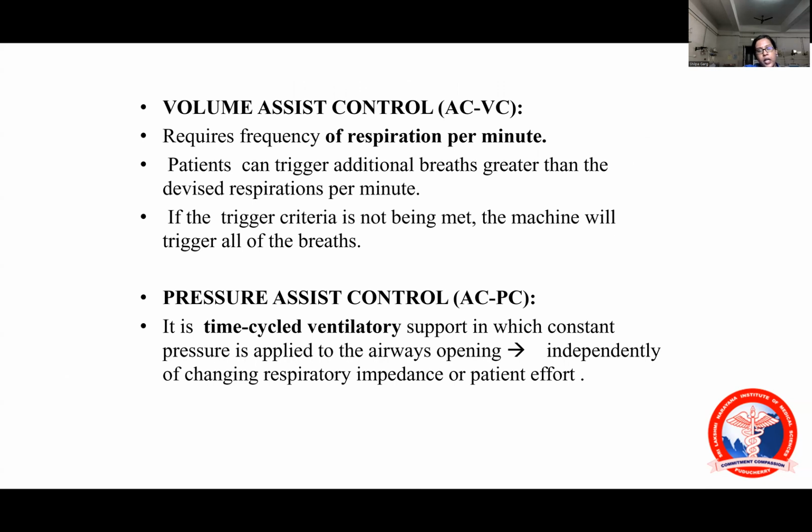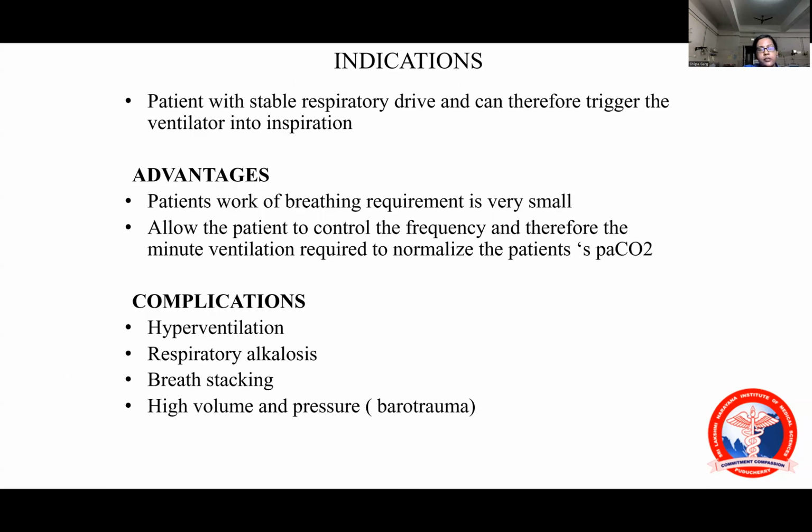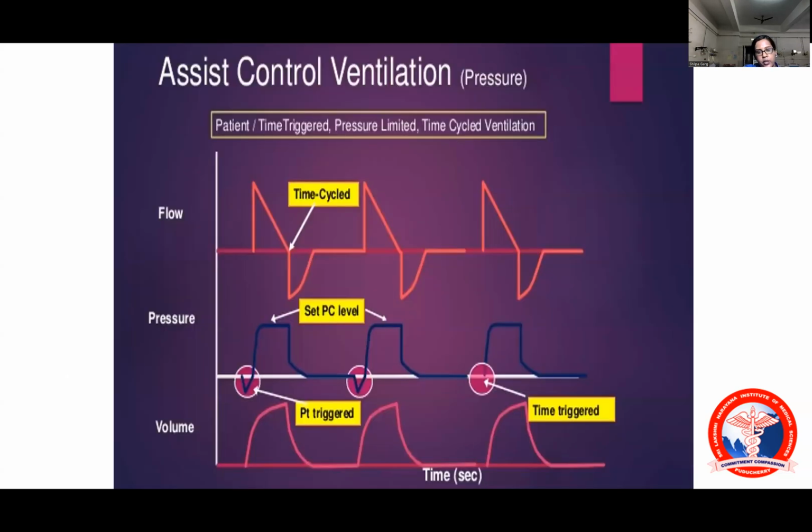Volume assist control and pressure assist control. Volume assist control requires a frequency of respiration per minute, whereas pressure assist control is time-cycled ventilator support in which constant pressure is applied to the airway opening. Indications of assist control: the patient is respiratory stable, and if they are conscious, then we can use it for weaning. Advantages: the patient's work of breathing is very low, and there is no buildup of PaCO2. Complications: it can result in hyperventilation, respiratory alkalosis, breath stacking, and high volume and pressure.